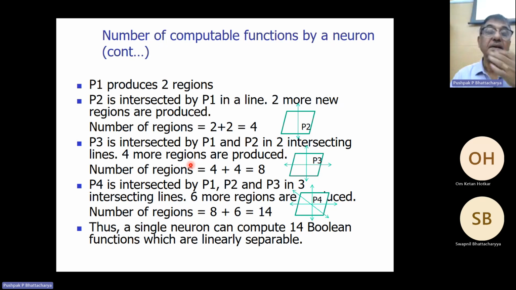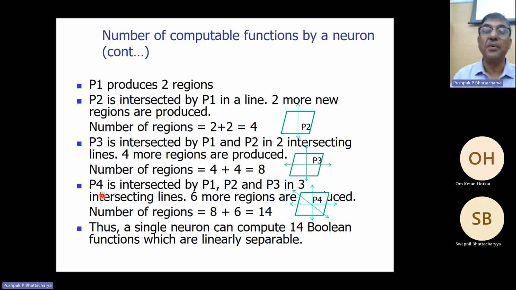P3 now comes in. How many regions are produced on P3? Notice that we are not worried about the number of regions produced in the space. That will automatically result from the regions produced in the new plane which is coming in. P3 is intersected by P1 and P2 in 2 intersecting lines. So 4 more regions are produced on P3, and these are added to 2 plus 2, which is 4. 4 plus 4, 8.